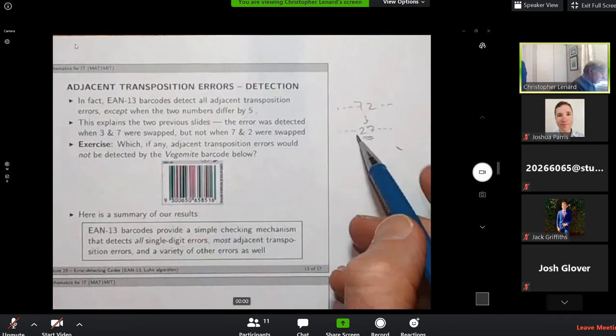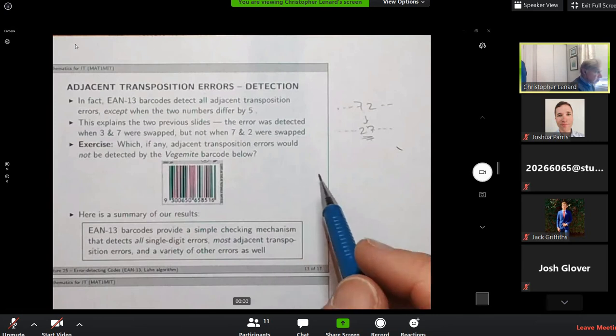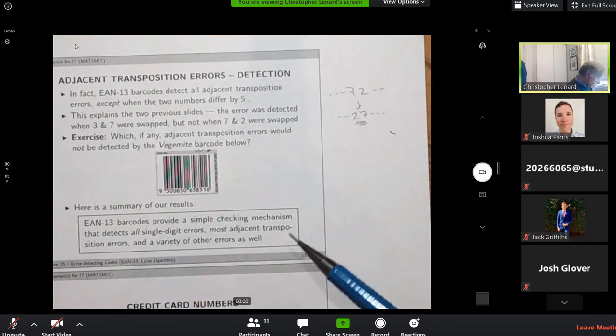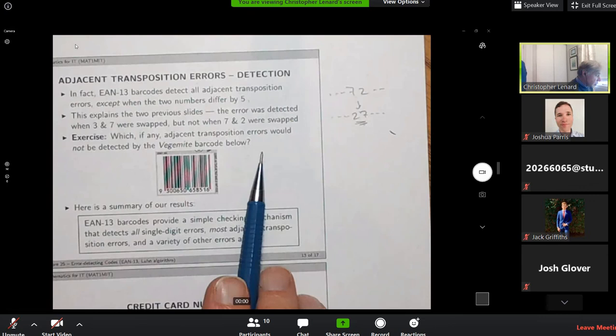7 and 2 differ by 5, so swapping them actually doesn't affect the checksum algorithm. So the summary for this is that these EAN-13 barcodes, 13 barcodes, will detect a mistake in any single digit and almost every transposition except for the ones where the two adjacent positions differ by 5.